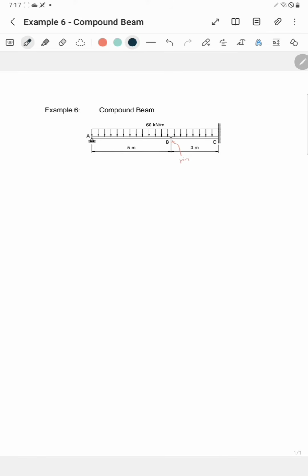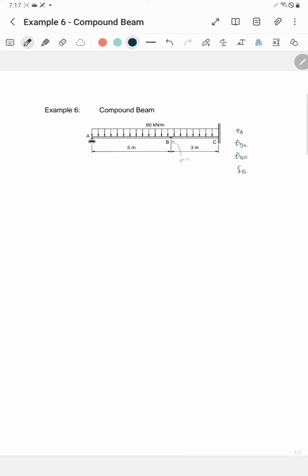Ang mga hanapin natin dito ay rotations at A, rotations at B. So actually kapag internal hinge or pin, magkaiba yung angle of rotation sa left of the internal hinge and sa right. So theta B left and theta B right. And deflection at B.